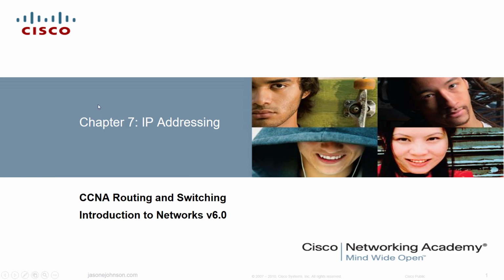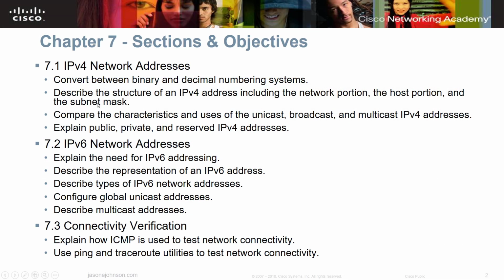So let's talk about Chapter 7, IP addressing. In Chapter 7, we're going to look at the V4 or IPv4 network address. We're going to briefly look at the concept of binary versus decimal, the structure of the IPv4 address, characteristics, the V6 network addresses. And again, if you've been watching my videos, you know I just refer to this as V4 and this as V6. We're going to look at unicast addresses in V6, multicast addresses. We're also going to look at connectivity verification with ICMP.